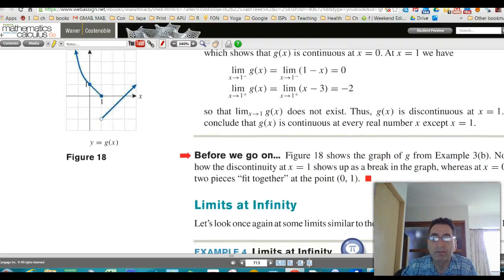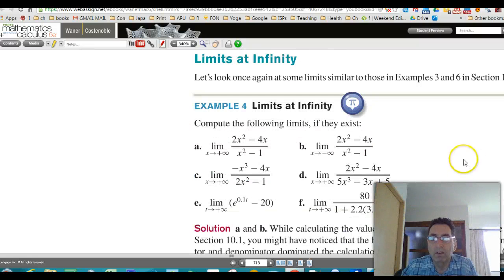Okay, now let's go back to here. Limits at infinity. Compute the following limits if they exist. So here's a question. We're asking what happens as you go to the right. Is there a limit? Is there a single number that the function approaches? Is there a line that it gets closer and closer to, a horizontal line? Same thing here. As we go to the left, is there a horizontal line? Go to the right. Is there a horizontal line? Okay? So how do we do these?